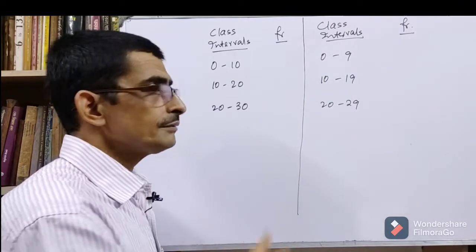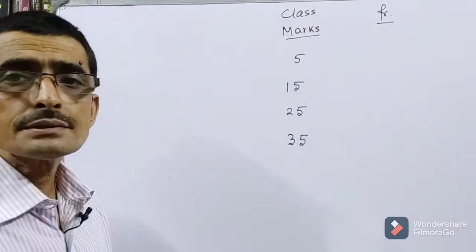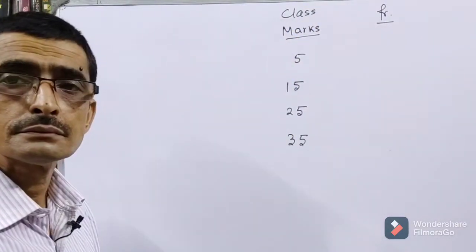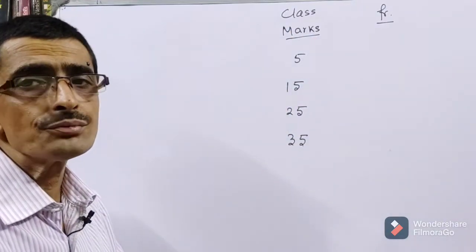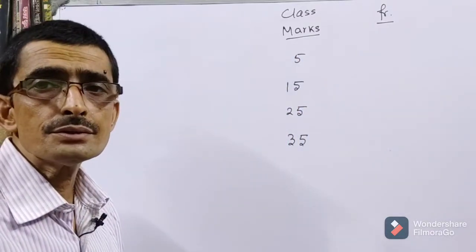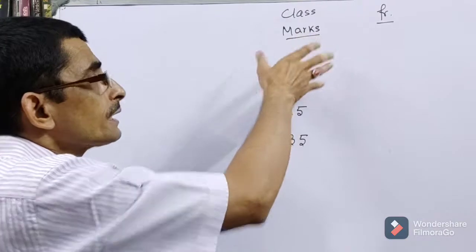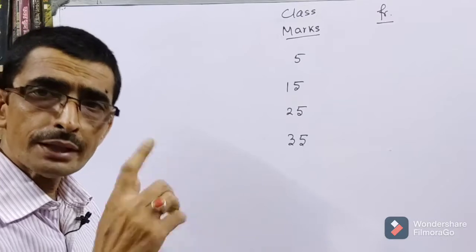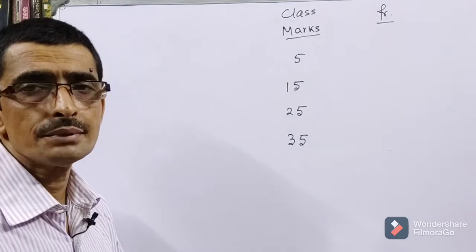And I am writing the third type. In the third type, instead of class intervals, class marks are given like this. But we have to convert these class marks to the class intervals, otherwise we will not be able to draw the histogram. Here also one adjustment factor is required by means of which we can prepare the class intervals. So we will learn that too, but in the third video. Now let us start our first video.